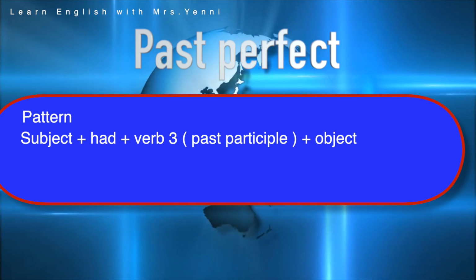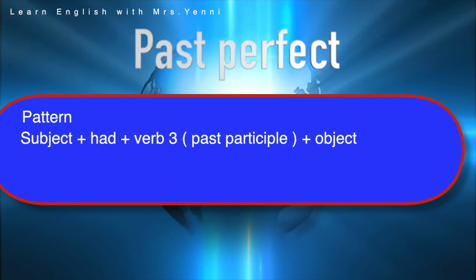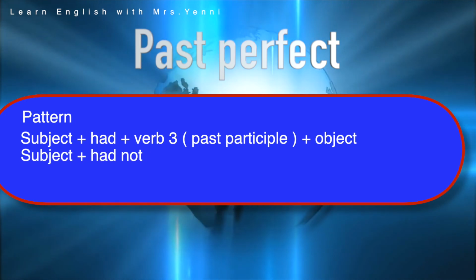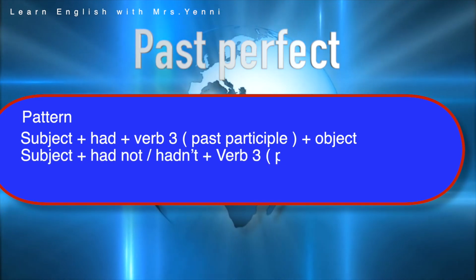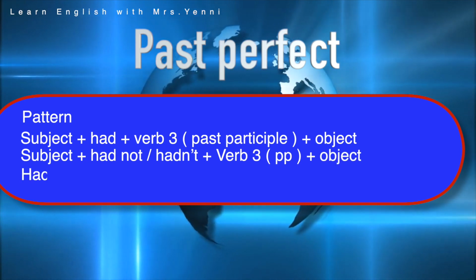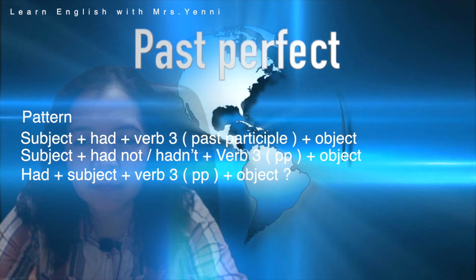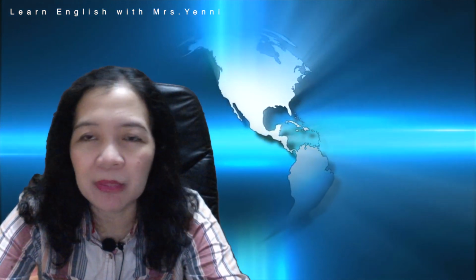This is for affirmative sentence or positive sentence. And then for negative sentence: subject, had not, hadn't, verb 3, and then object. And then for interrogative, we start with had, subject, verb 3, and then object. I'll give you examples.